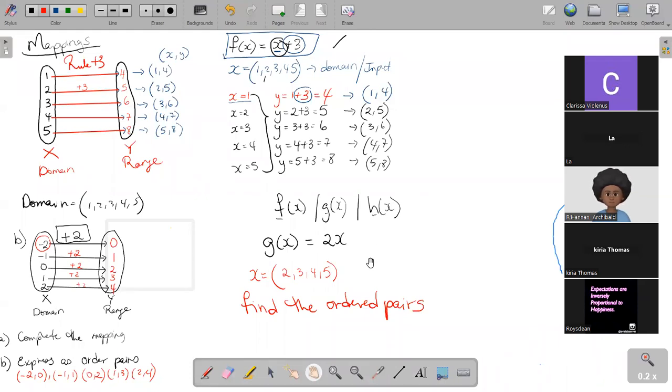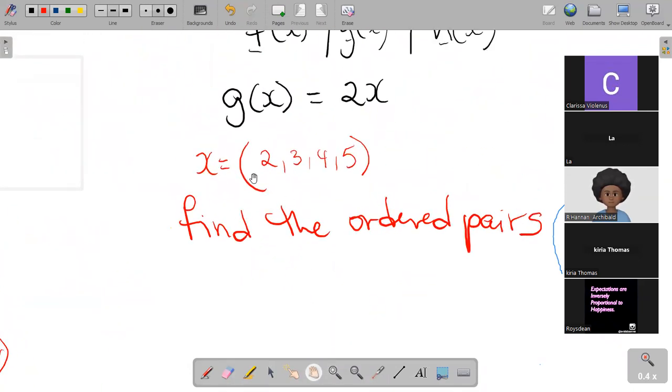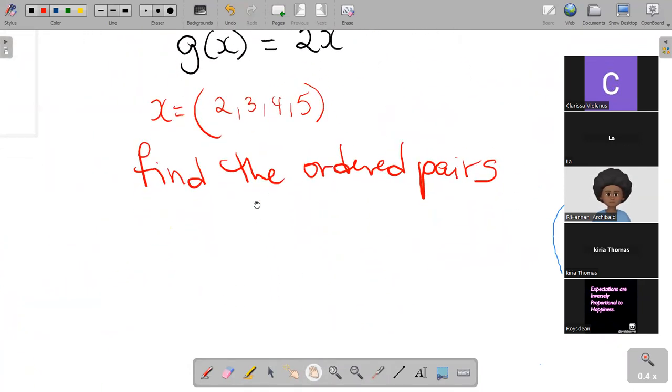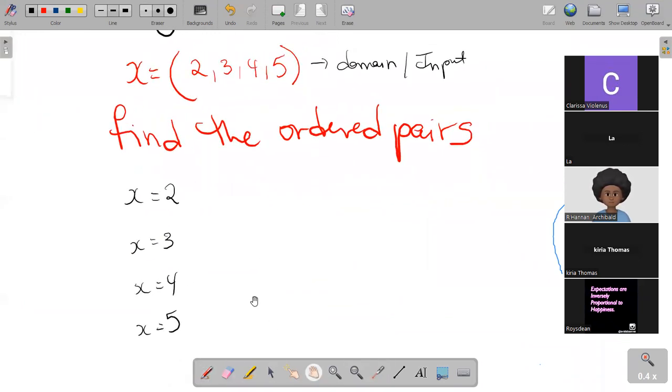First things first, I'm going to list out all of my X values. What are my X values? My X values are 2, 3, 4, 5. So we know this is our domain, the numbers that we use as inputs, right? So I'm going to have X is equal to 2, X is equal to 3, X is equal to 4, and X is equal to 5. Everybody agree with that? At least this part?